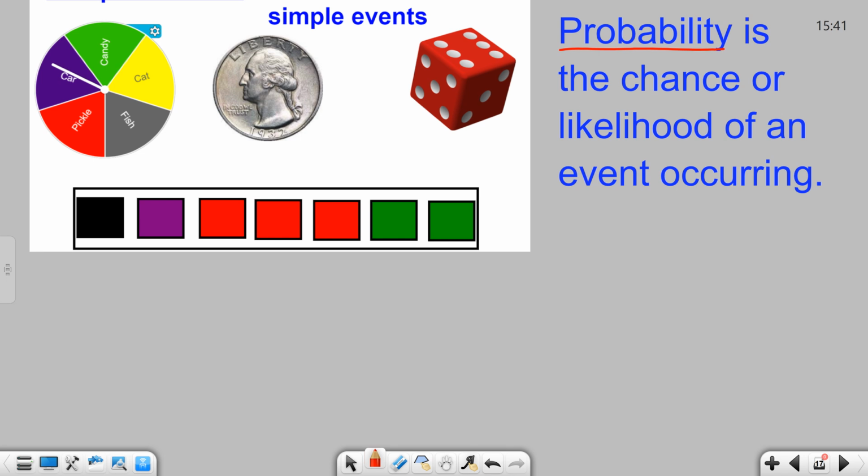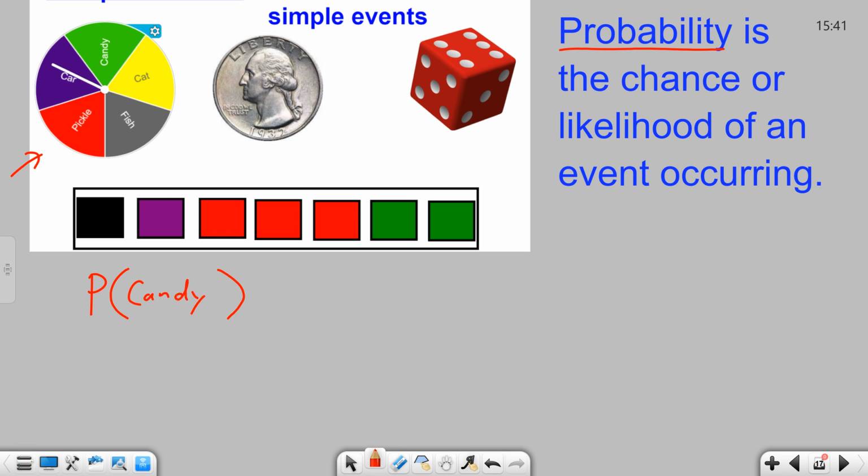All right, so probability is the chance or likelihood of an event occurring: how likely it is to occur, what the chances are of it occurring. So we're going to look at a couple of those. These are called simple events. For example, I have a spinner up here, and I want to know the probability. The way they might put that is they'll put a P and then a parenthesis, and they'll put what they want in there. So what's the probability I get candy?